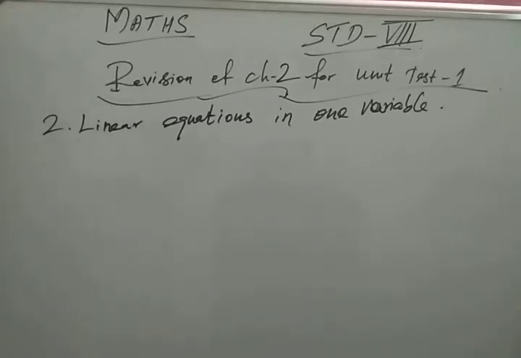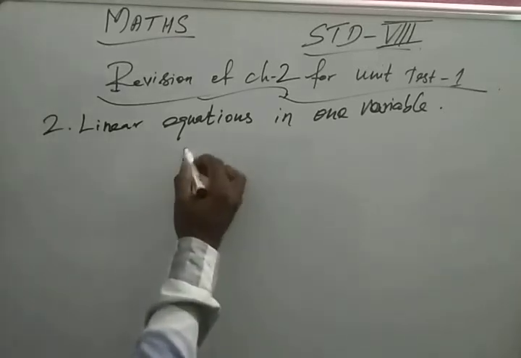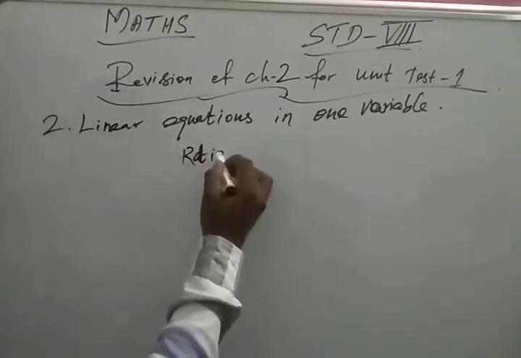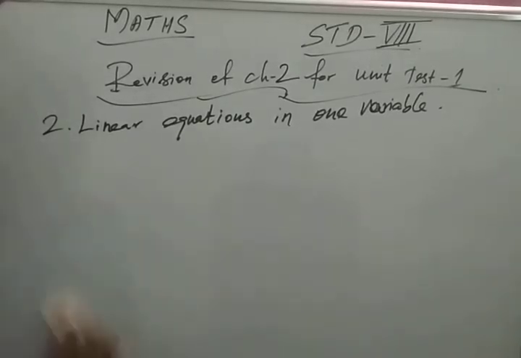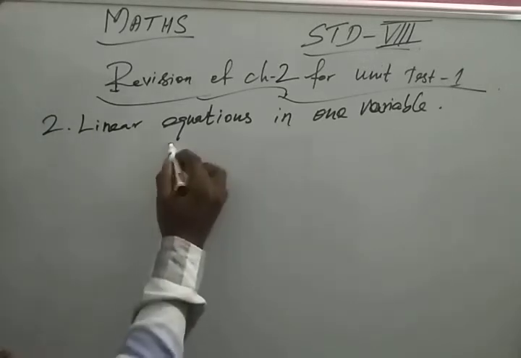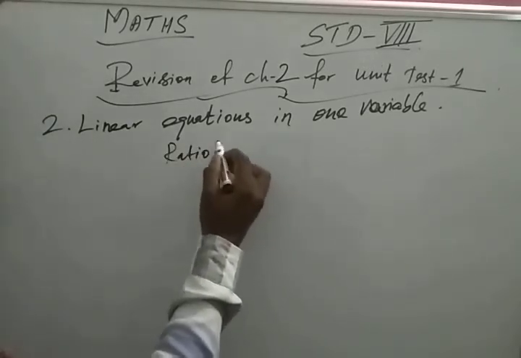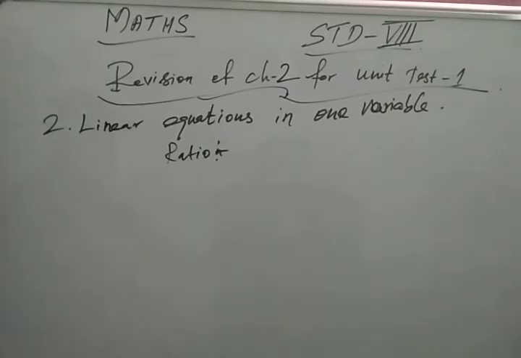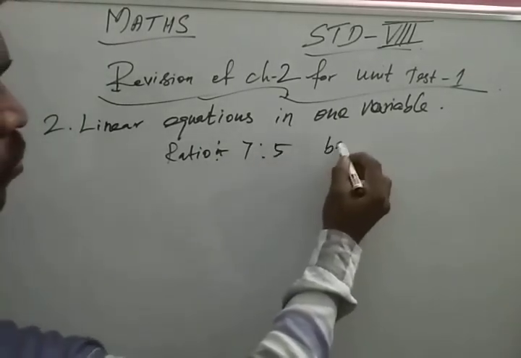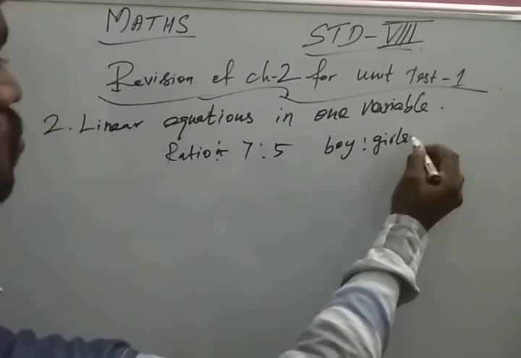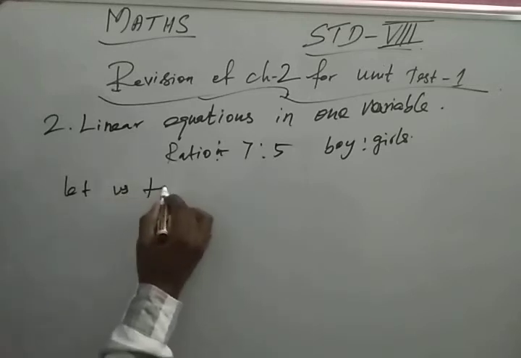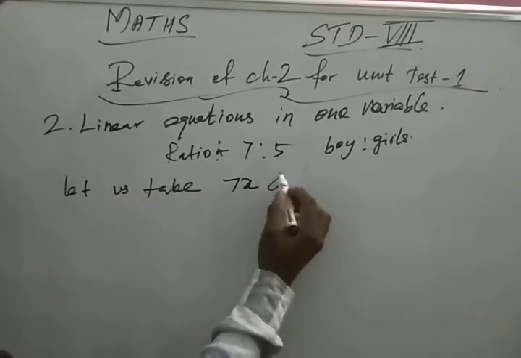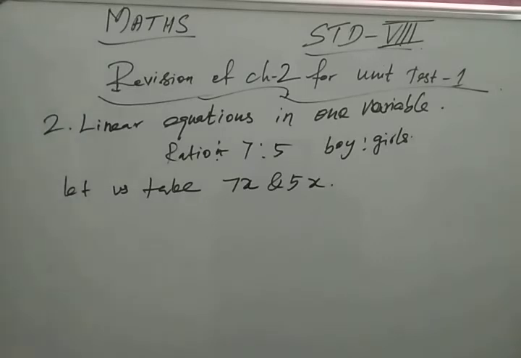Always, when the ratio is given, here 7:5 for boys to girls, what will we take? Let us take 7x and 5x. And they have given the next point over there.